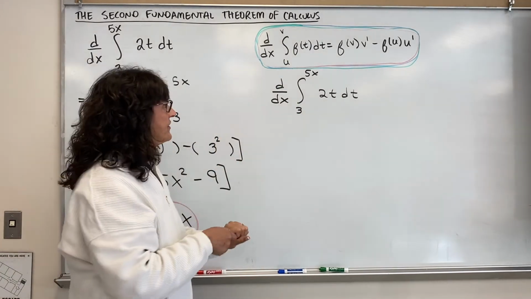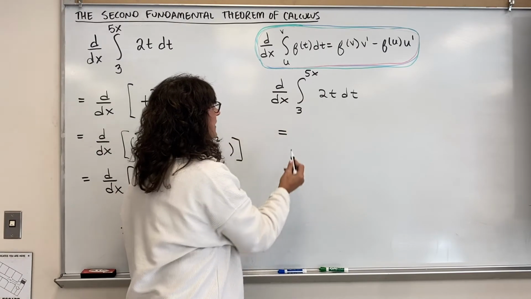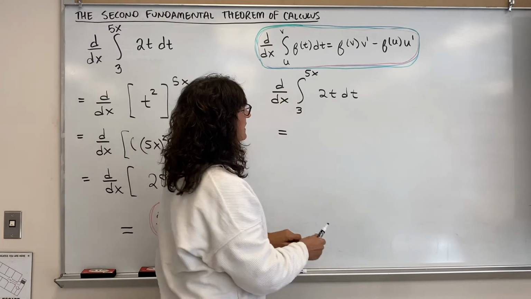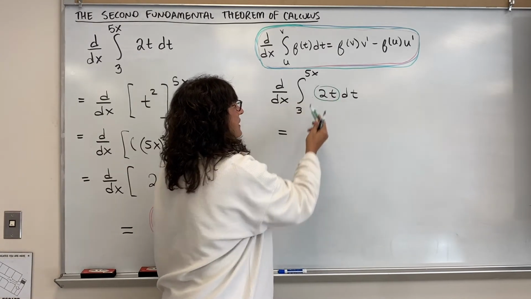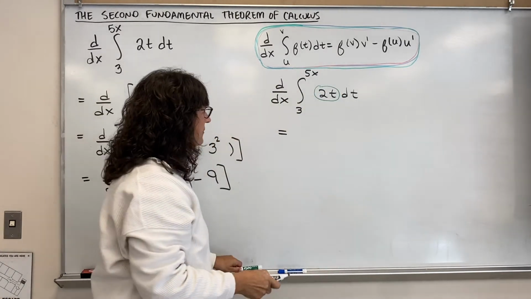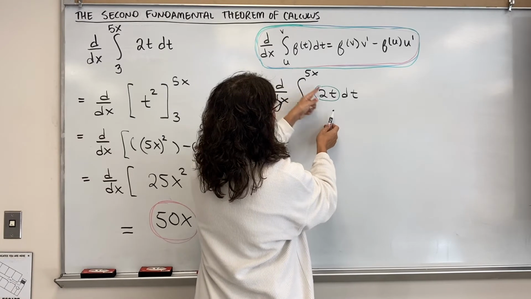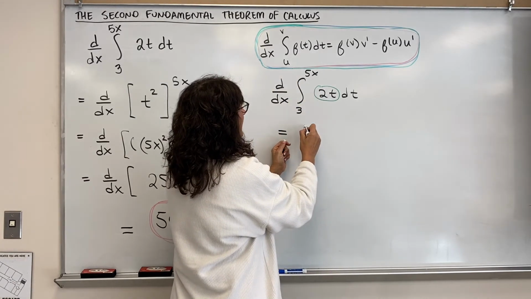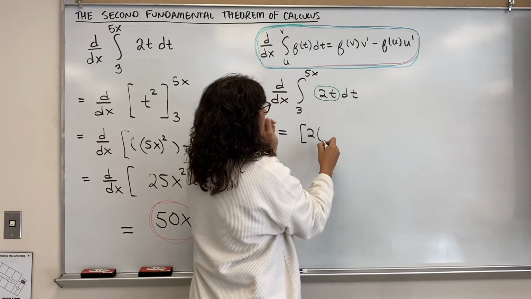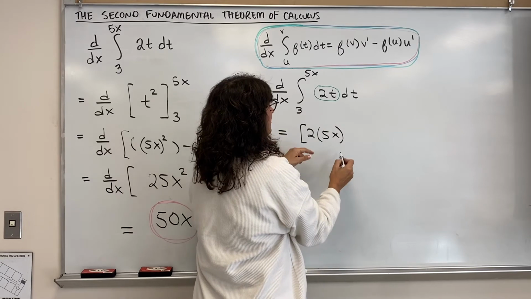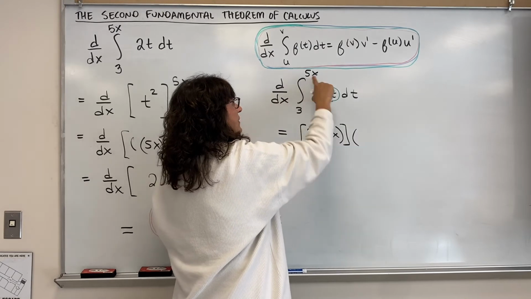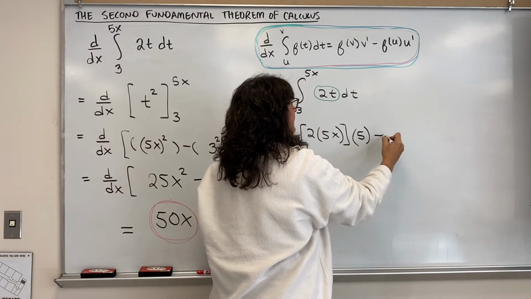So now let's do it with this example. What does our rule say? The derivative of the integral expression cancels out. The 2t, the integrand right here, is the function we're going to use to compute our answer. We take the upper bound and plug it in: you have 2 times, take the t and substitute 5x in. That gets multiplied by the derivative of the upper bound, which is 5.